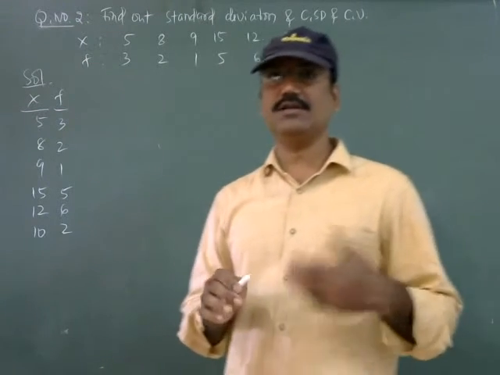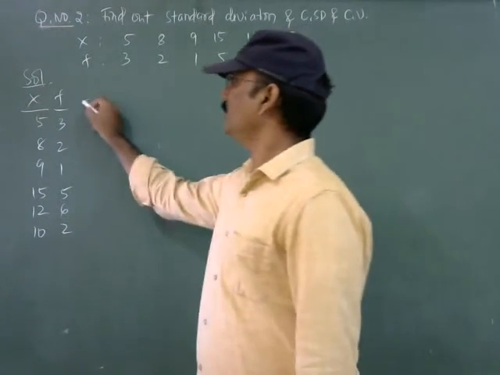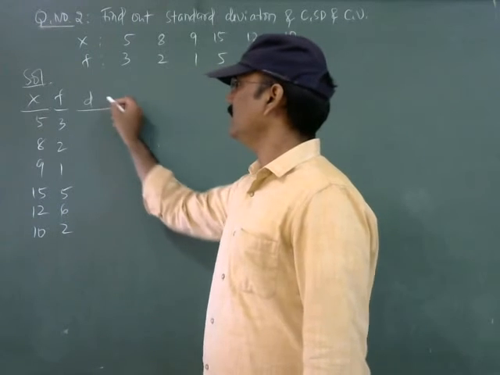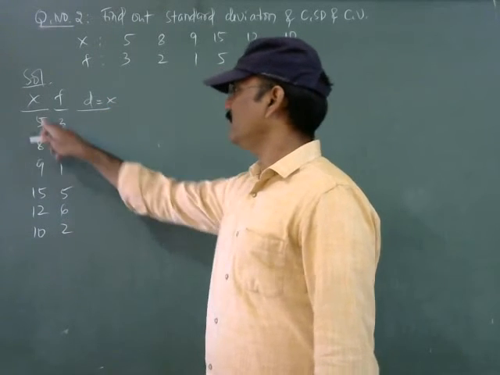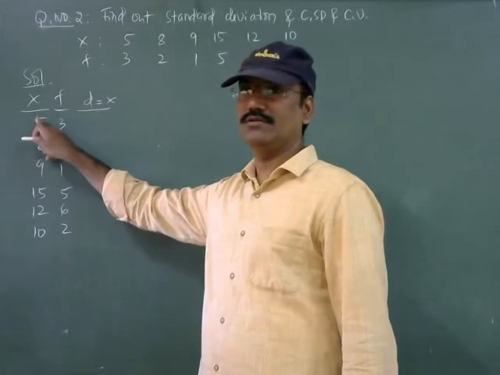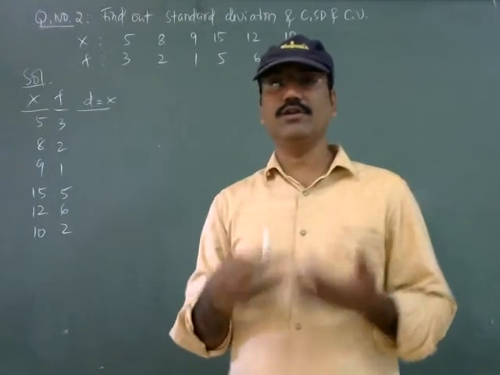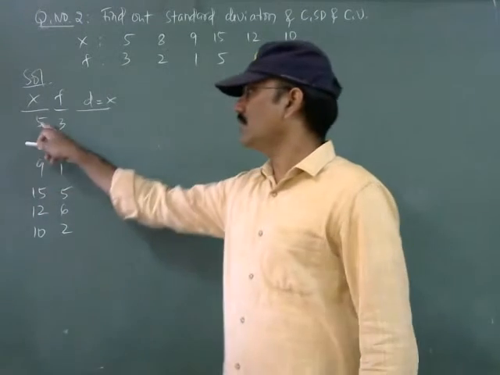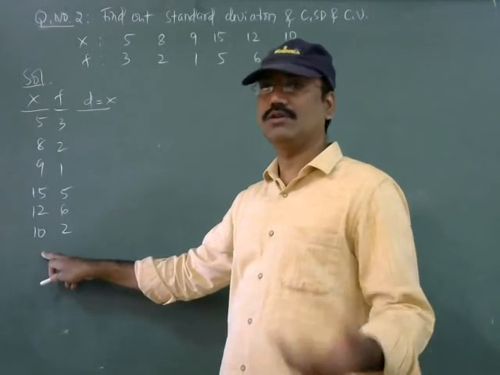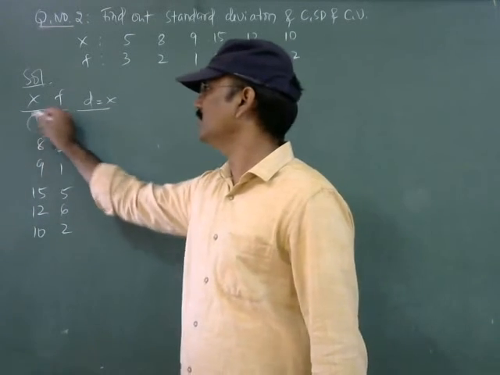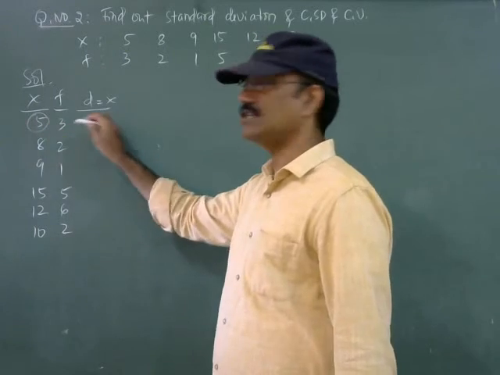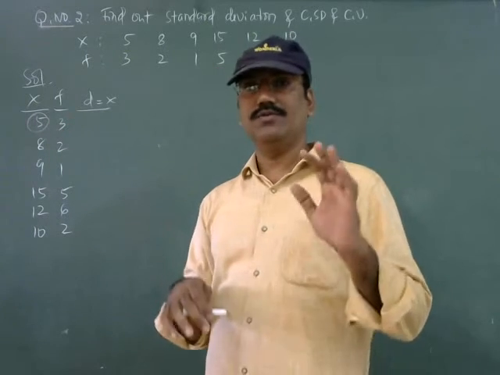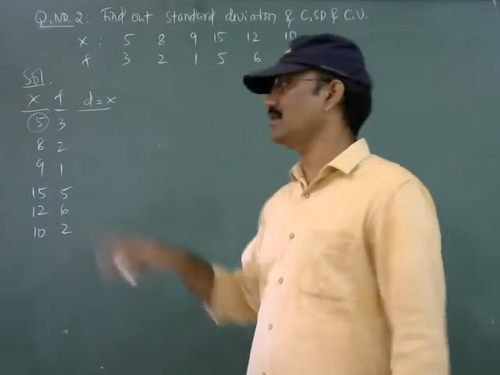For standard deviation, I think I said this in the first problem. First of all, you have to find d. What is d? d equals x minus the smallest number in the question. There are different methods, but the easiest method I am telling you is very simple: whatever the smallest number in the question is, you take that. Which is the smallest number? 5 is the smallest. Not always the first number; whichever is the smallest number, you subtract that number.